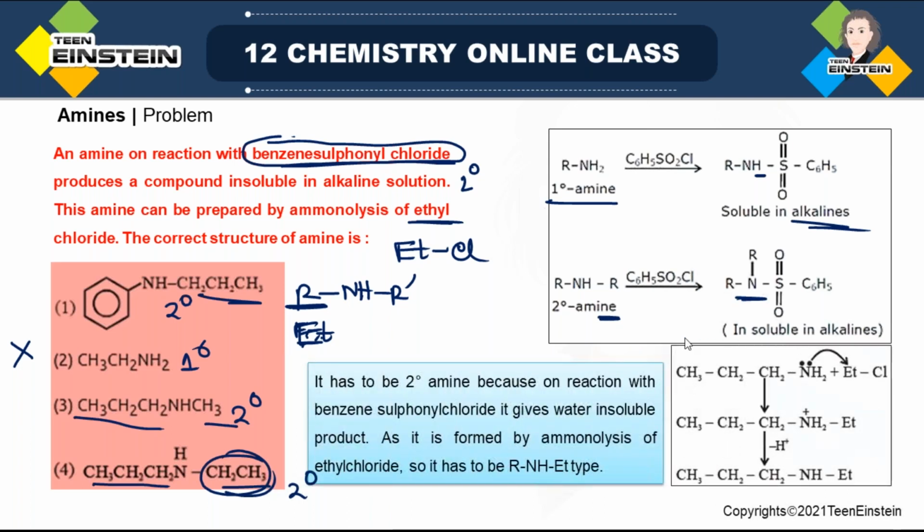And next, you are doing ammonolysis. So the final molecule should be like this. On one side there is ethyl, another side there is propyl group, and it is matching with option 4. And as you are getting this by ammonolysis of ethyl chloride, the starting material should be something like this: 3 carbon chain, then NH2 in presence of EtCl, or in general you can consider RX.